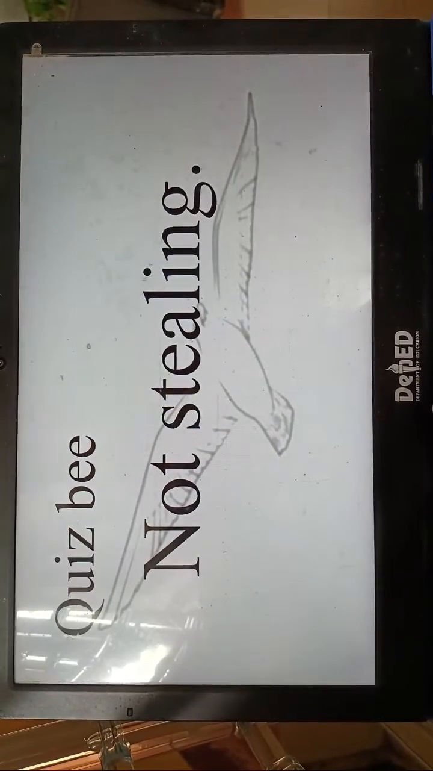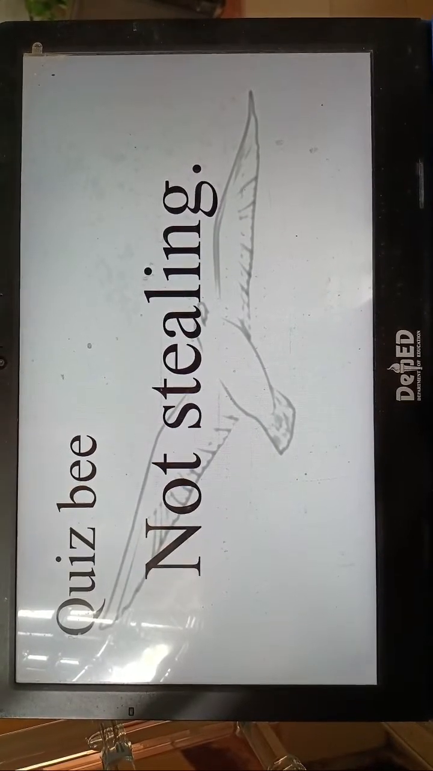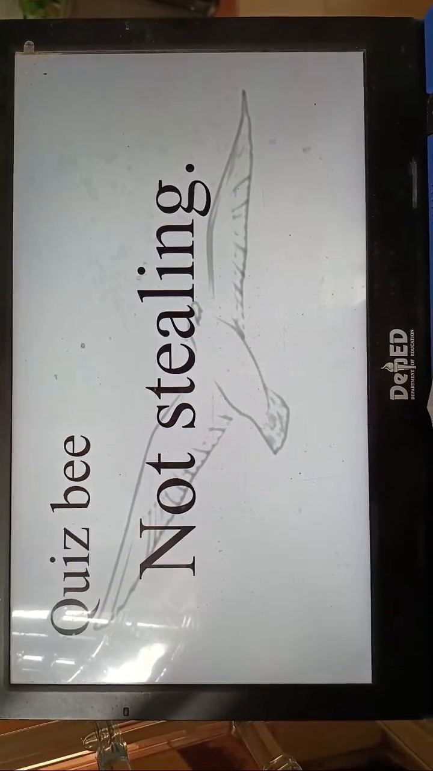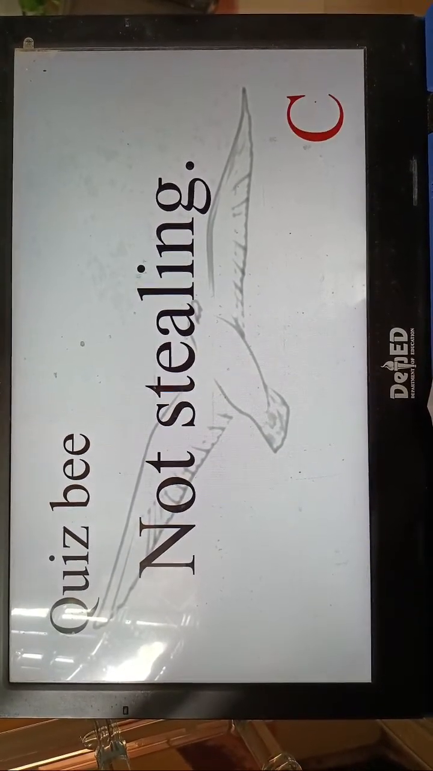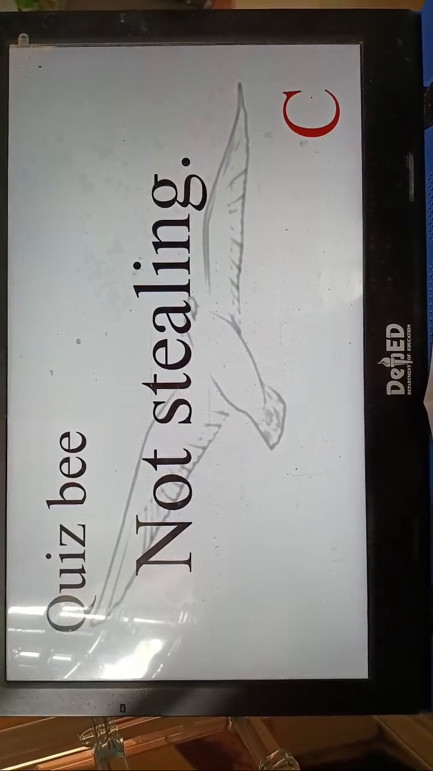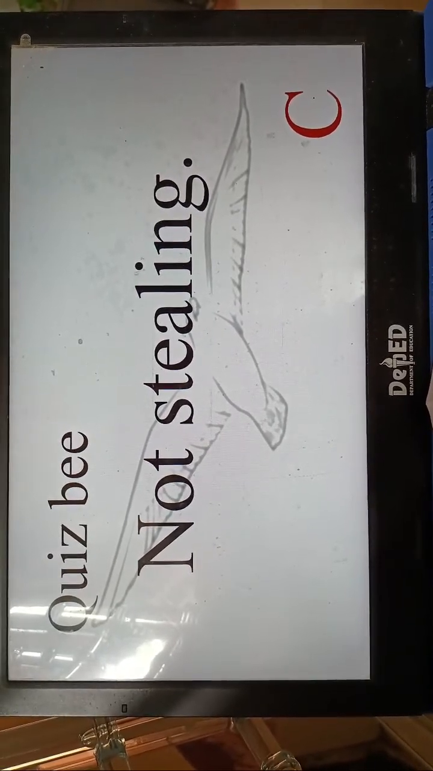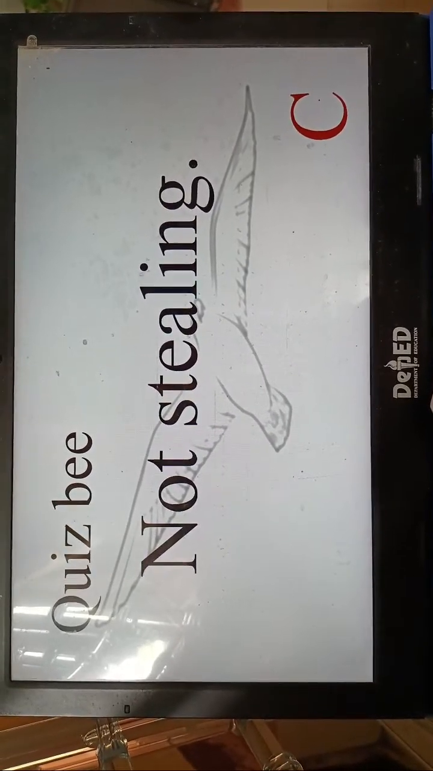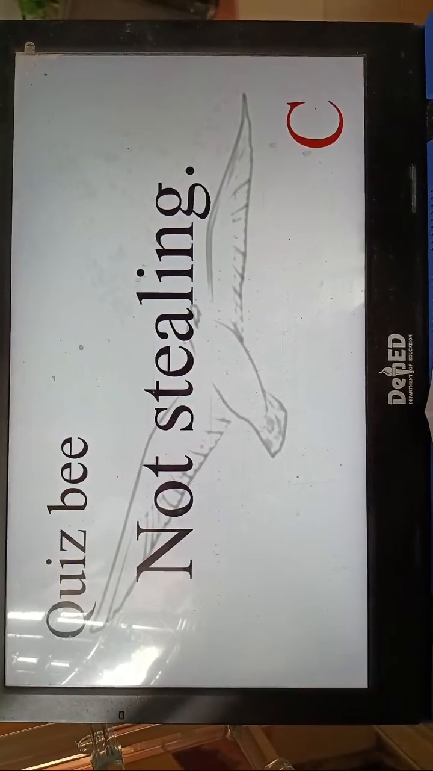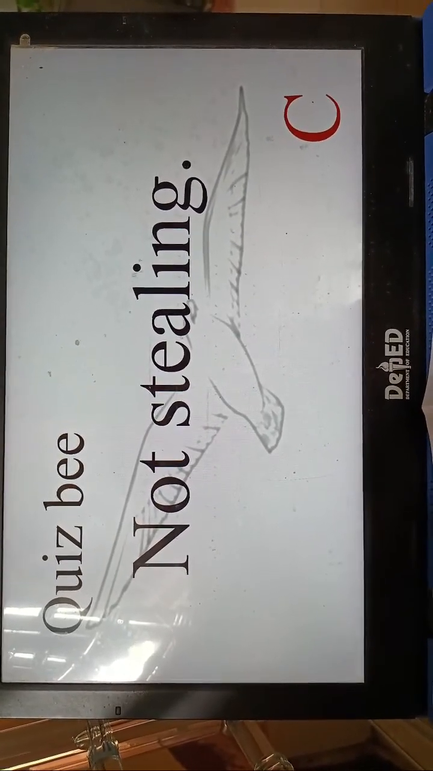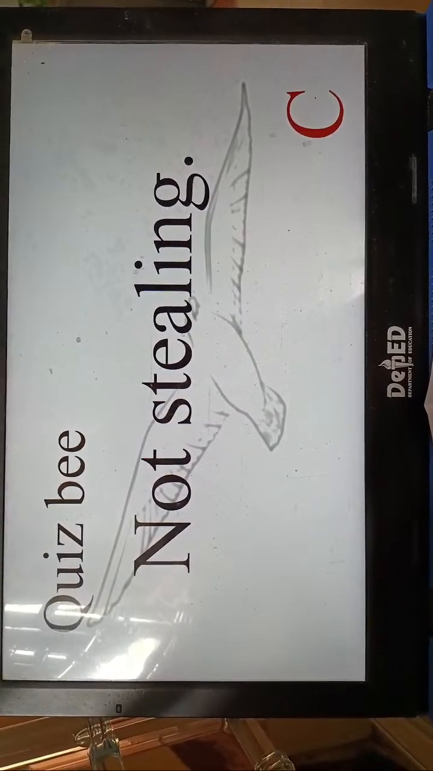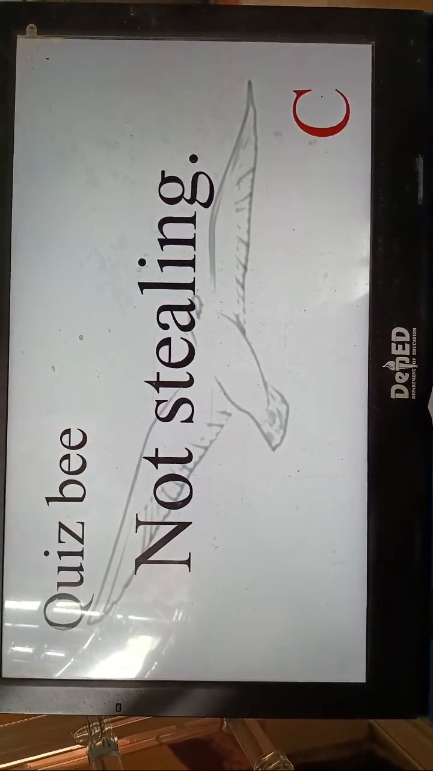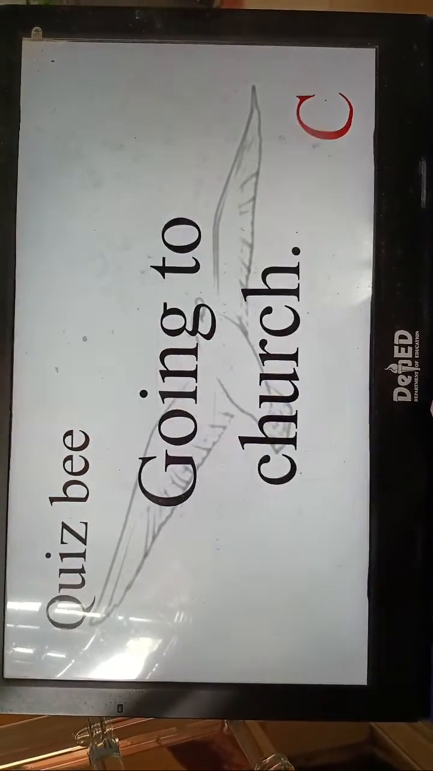Next, not stealing. You're not taking things that are not yours. You also keep your dignity. So this is moral freedom, because you let others respect you, you are respectable and trustworthy. So that is moral freedom.